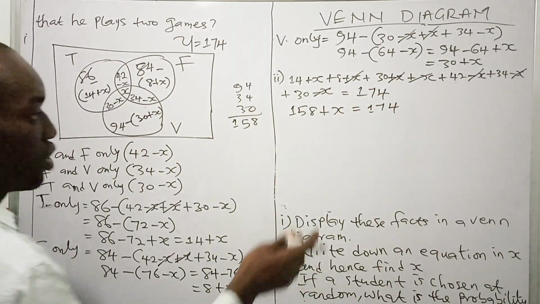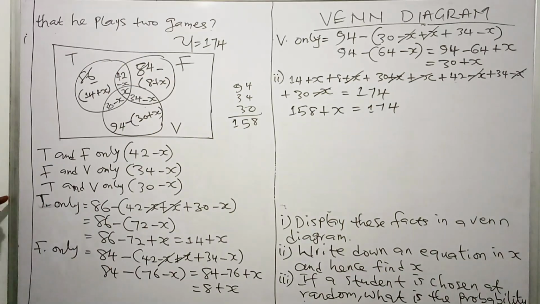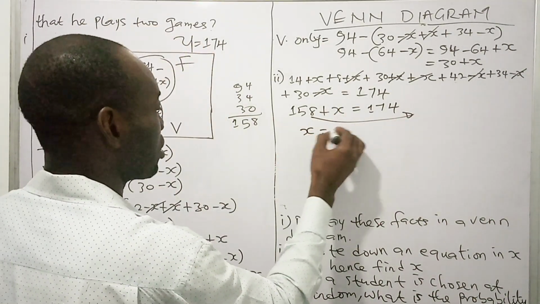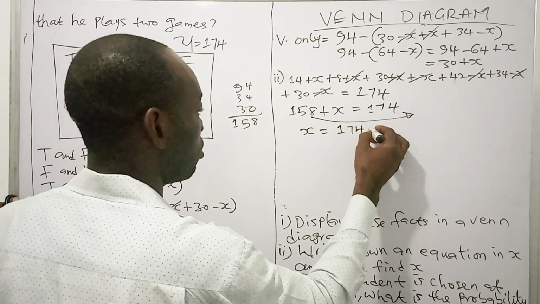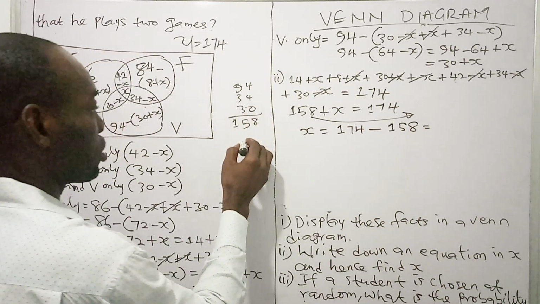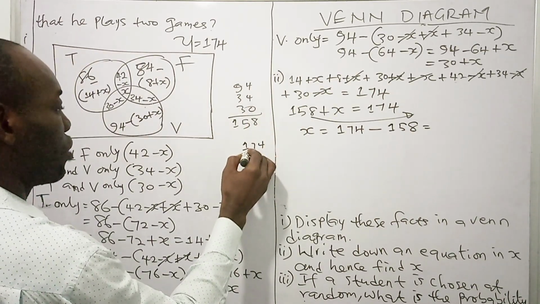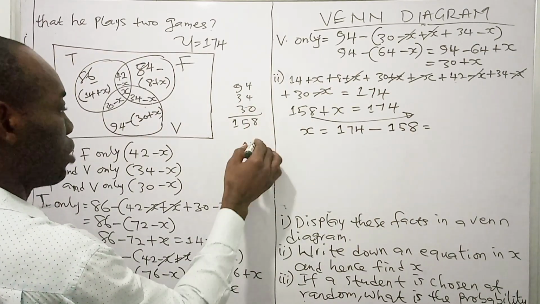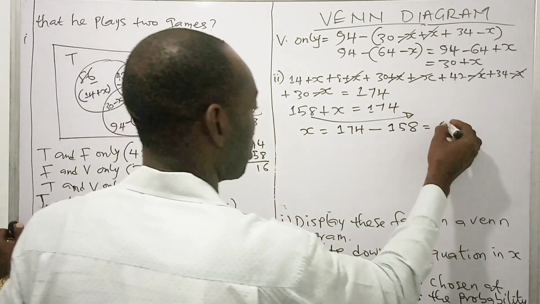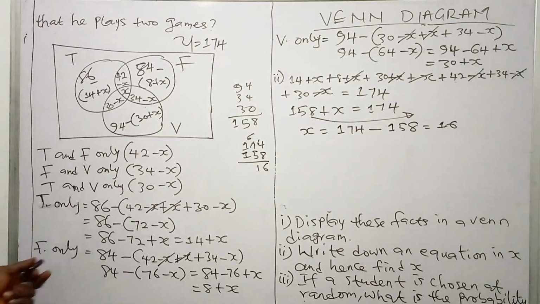Now for us to find the value of x, what do we do? We simply collect like terms. So if this crosses over to the right hand side, the value of x now becomes 174 minus 158. We'll carry out that subtraction, and that should give us 16 as the value of x.